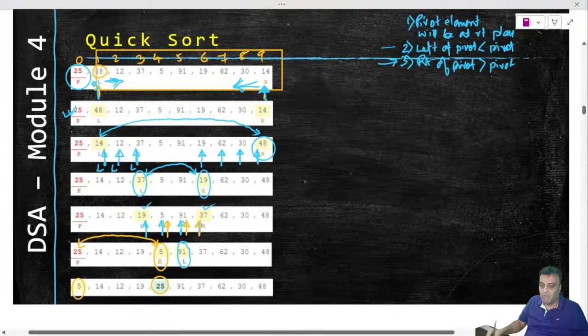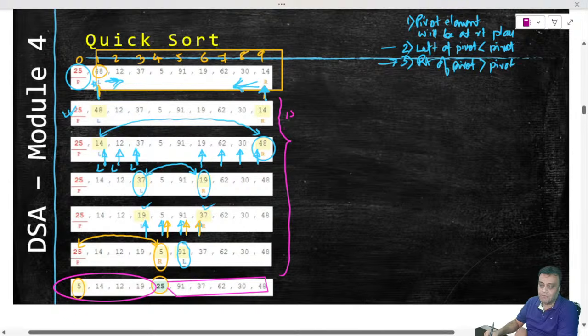And all my elements on the left will be less than 25. All my elements on the right will be greater than 25. So that is my first pass. So this is constituting my first pass.